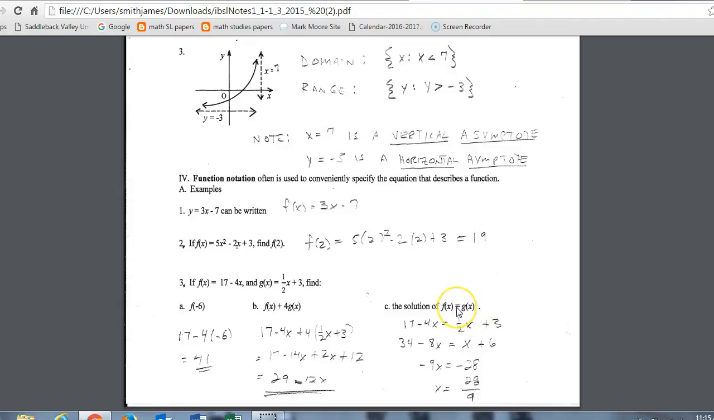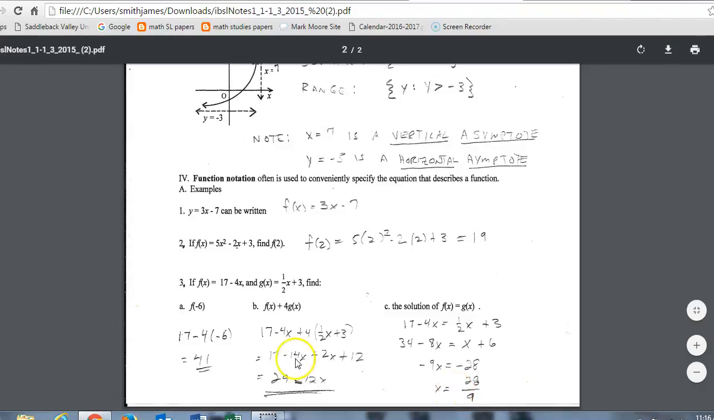This one, however, is an equation because of the equal sign, so you are actually solving for x on this one. But again, it's just really substitution. I'm going to replace f of x with the 17 minus 4x. Going to replace g of x with half x plus 3, and then just solve for x. So again, do understand the difference between simplifying an expression versus solving an equation. So this one we actually get a solution. This one we just simplify it as far as we can go.